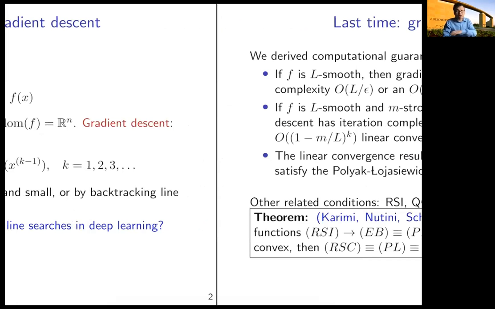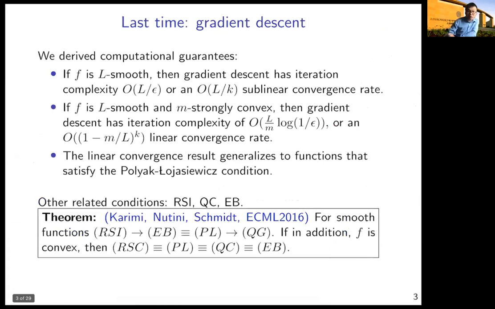Okay, excellent answers. Last time we also talked about the computational guarantees. For objective functions that are L smooth, often also known as L strongly smooth, gradient descent with appropriately chosen step sizes has a complexity of order L over epsilon. Again, this is iteration complexity.